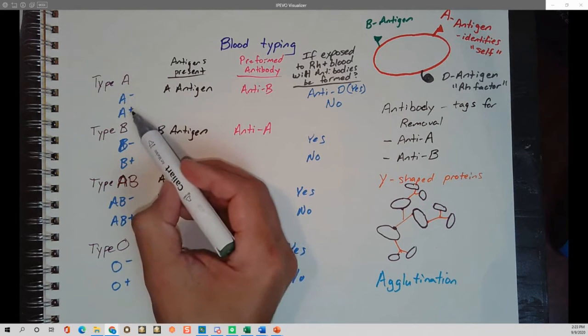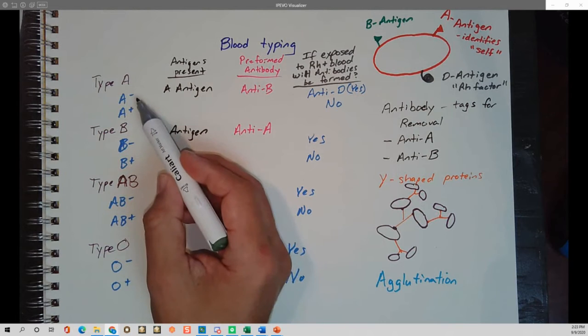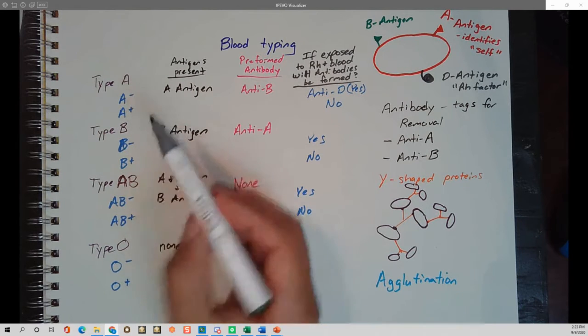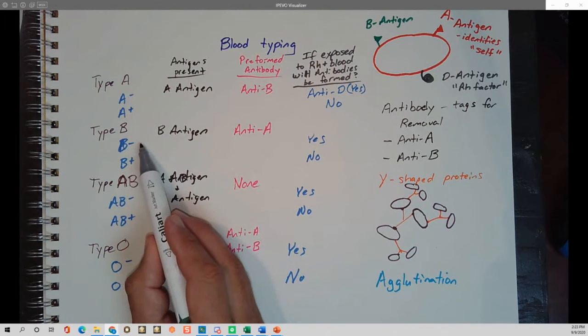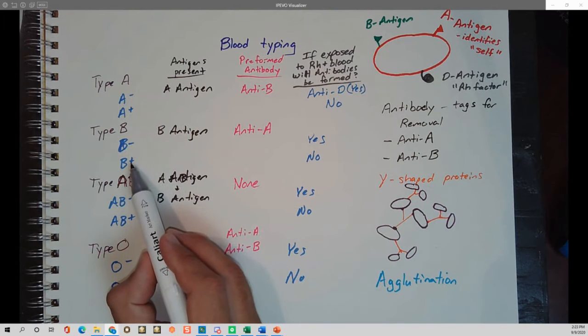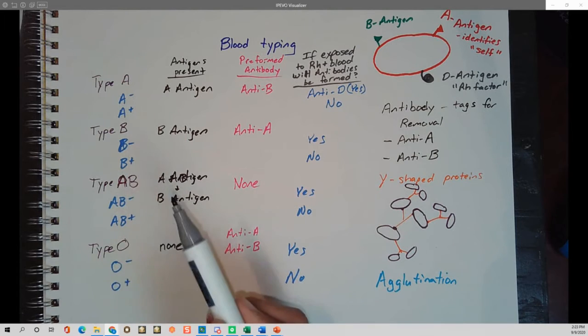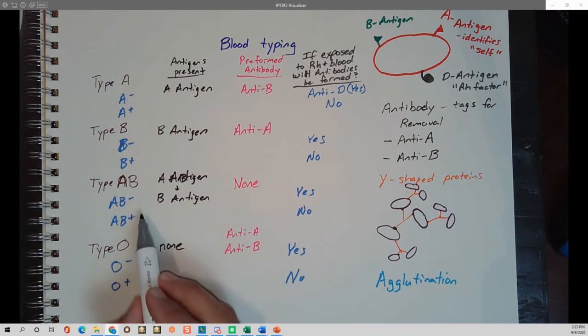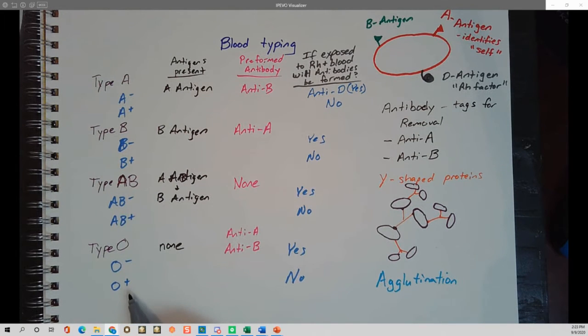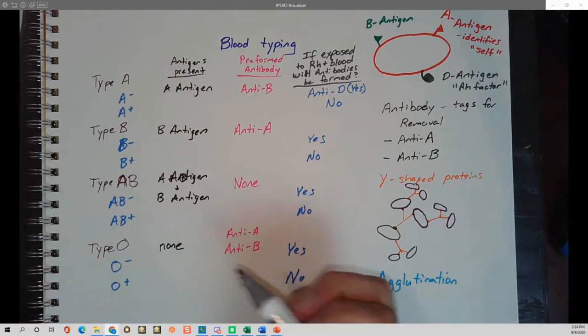Okay, it doesn't have any antigens that I don't have, so we're good. So negatives can donate to the positive. Positives can't donate to the negative. Same thing would go here. B negative can donate to a B positive, but a B positive cannot donate to a B negative. AB negative can donate to an AB positive, but not the other way. And O negative can donate to O positive, but not the other way. Let's broaden our horizons. Let's look at blood types across the board and whether they can donate to one another or not.